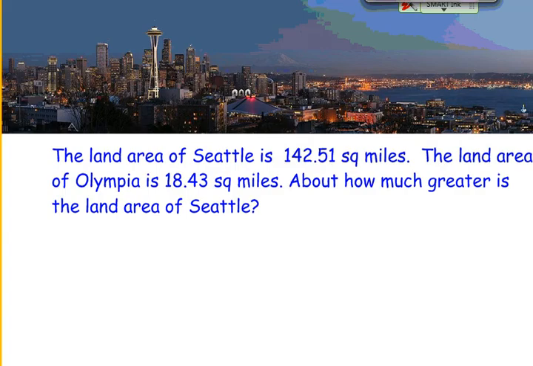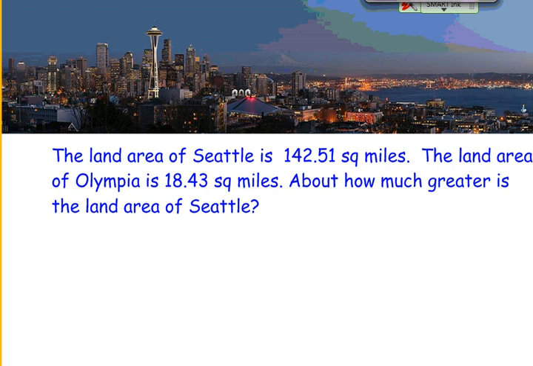All right, this is part 2. We continue looking at, and here we have a unique problem, right? It says the land area of Seattle is 142.51 square miles. The land area of Olympia is 18.43 square miles. Well, how much greater is the land area of Seattle?